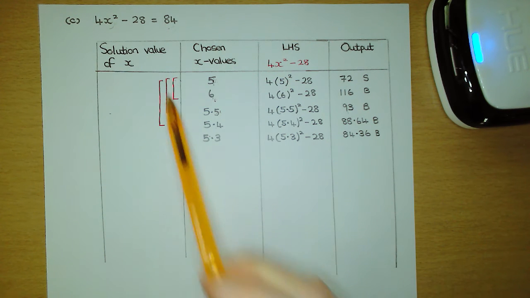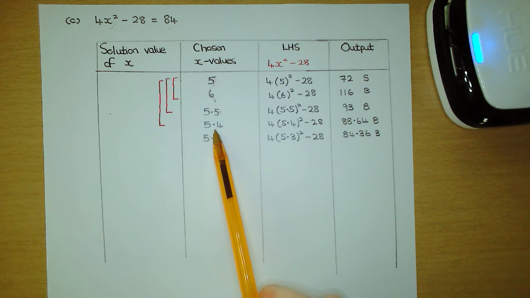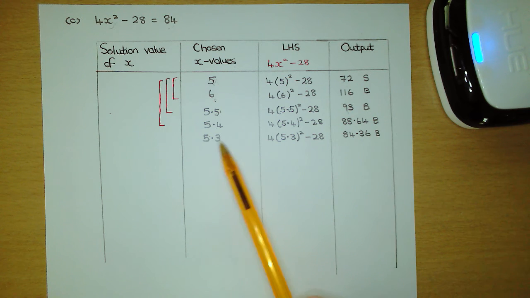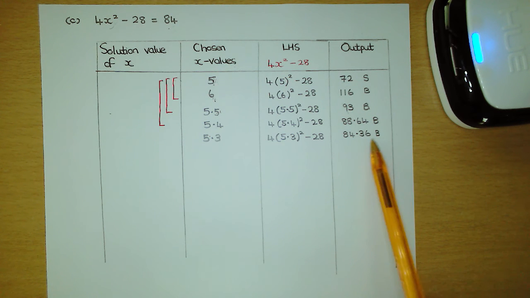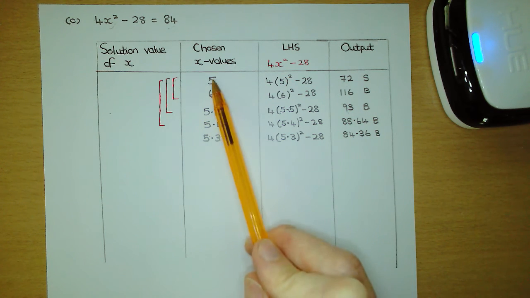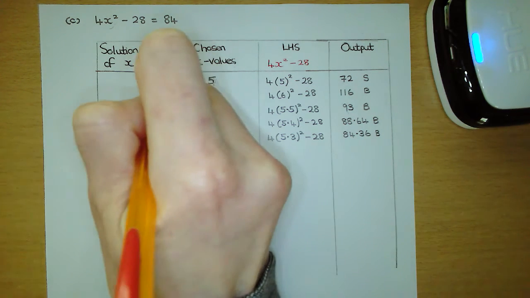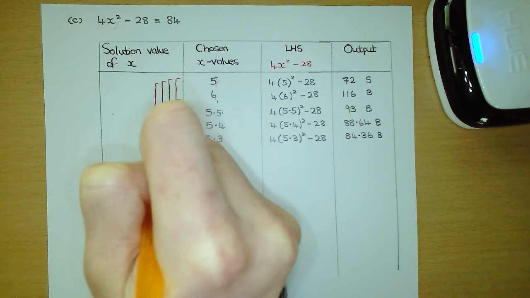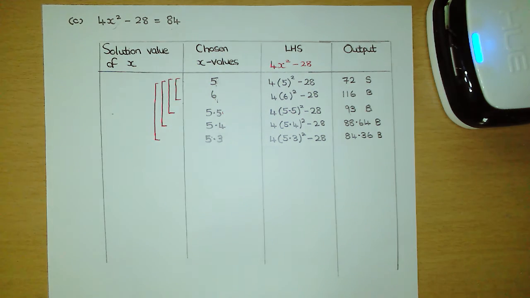So the gap used to be between 5 and 5.4. When we chucked in 5.4, the result was bigger, but now when we chuck in 5.3, the result is bigger. So the gap is now between 5 and 5.3. So that's where the solution value lies at the minute.